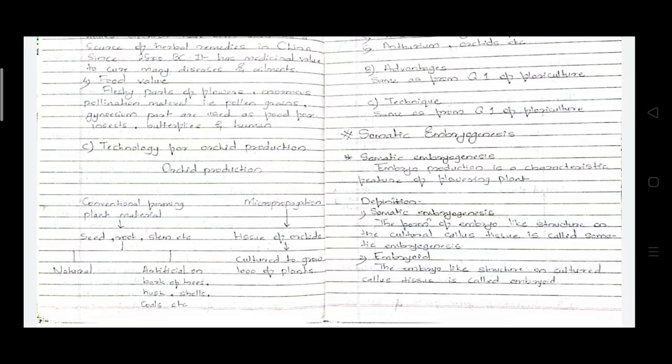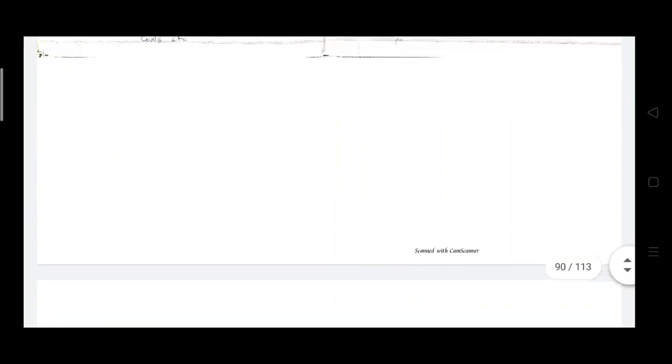From the callus, after reculturing, there is the formation of roots and shoots. But the callus can also develop an embryo-like structure, known as the embryoid, and this process is known as embryogenesis or somatic embryogenesis.